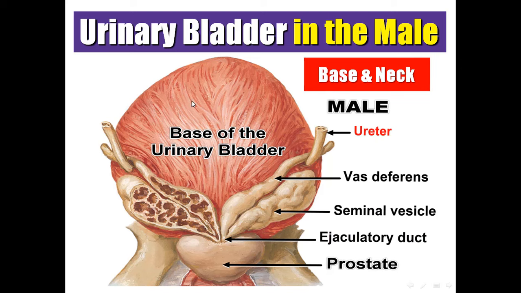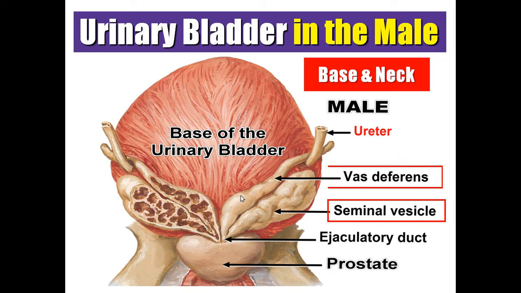This is the base of the urinary bladder in the male. The upper part of the base is related to the rectovesical pouch. The lower part of the base is related to the seminal vesicles and vasa deferentia. This is one vas deferens, and this is the other vas deferens.